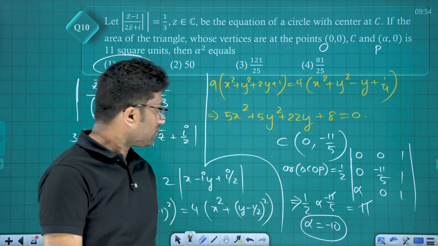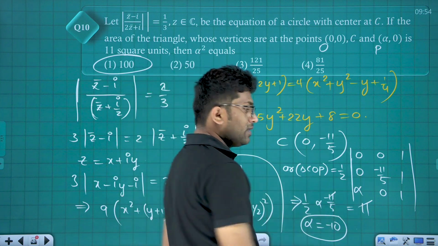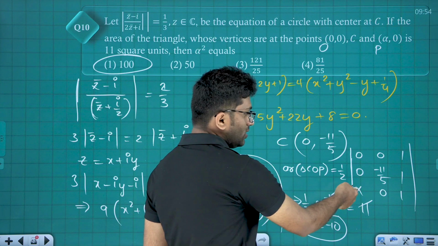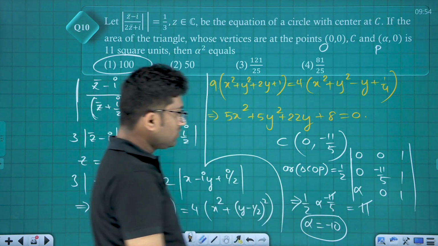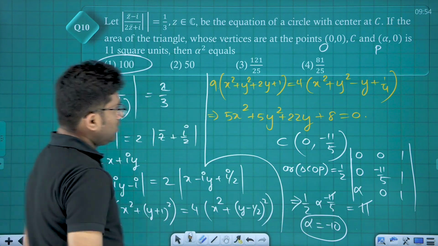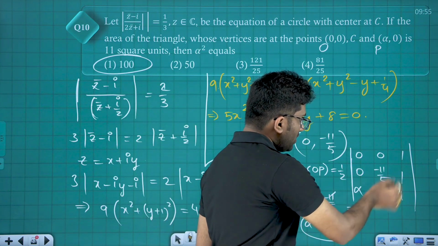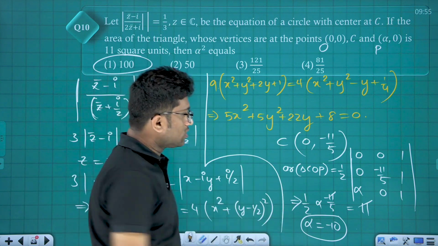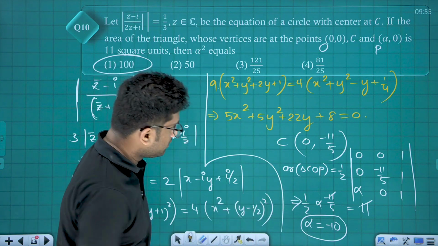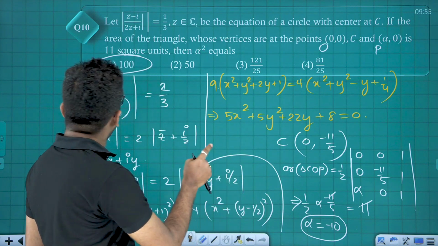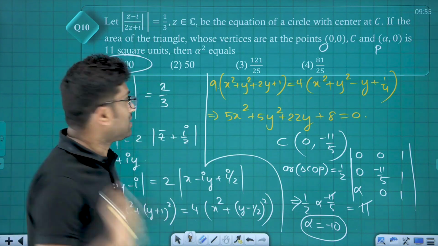Okay. Sir, why did you take minus here? Because if you are going to expand with this cofactor, it is minus, no? That's why. Next, plus minus plus minus plus minus plus minus plus. Yes. So alpha is equal to minus 10. Then that becomes 11 gets cancelled. Alpha square they are asking, it is equal to plus 100.